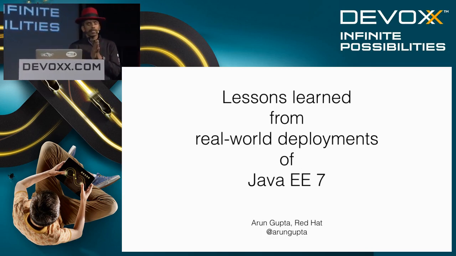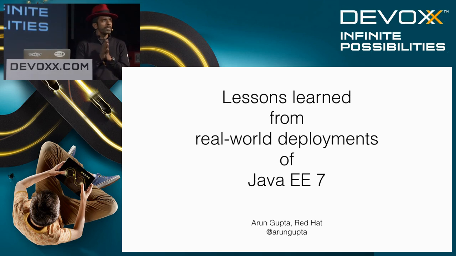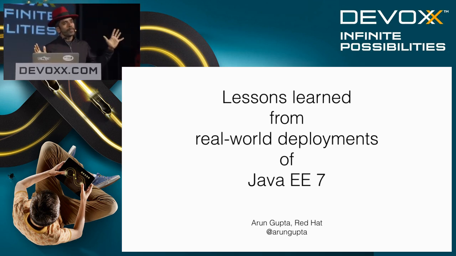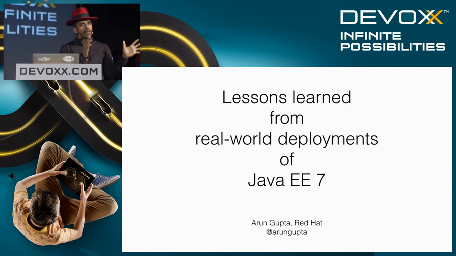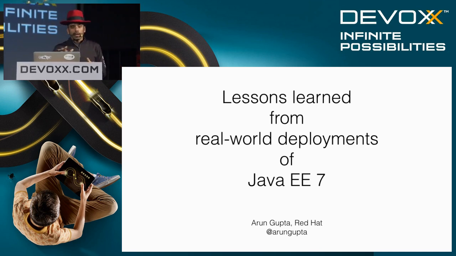This talk is about lessons learned from real-world deployments of Java EE 7. I've been doing Java EE for the last 15-odd years, since the very first release of J2EE 1.2, which started in 1999. So I've been involved with the team from the very first release. These are all experiences. Java EE 7 was released last year, on June 10th to be specific.